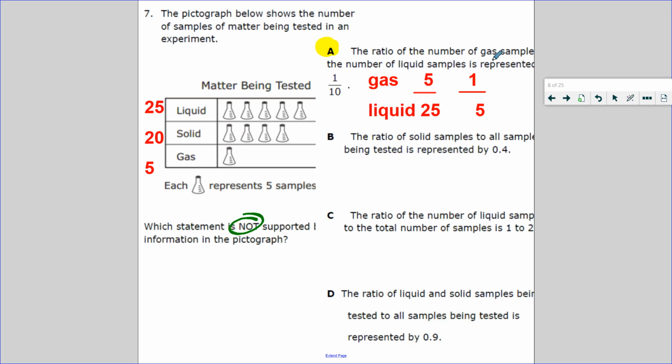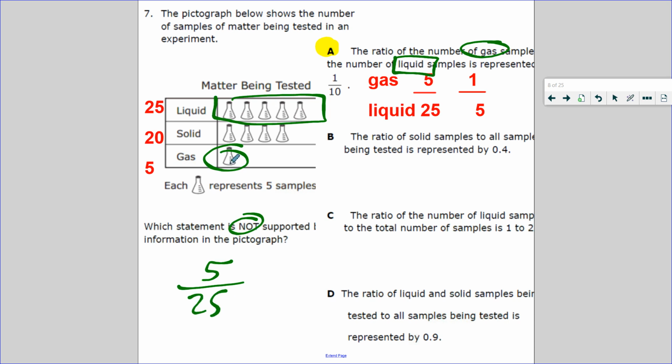The ratio of gas to liquid is represented by 1/10. Let's see, gas is 5, liquid is 25, so it's already simplified, it'd be 1/5. Divide by 5, divide by 5. But it says 1/10, so that one is incorrect.